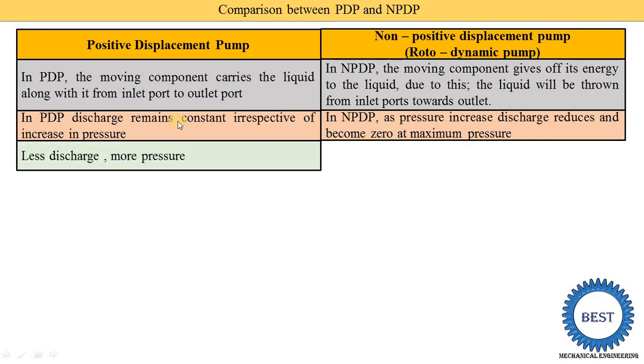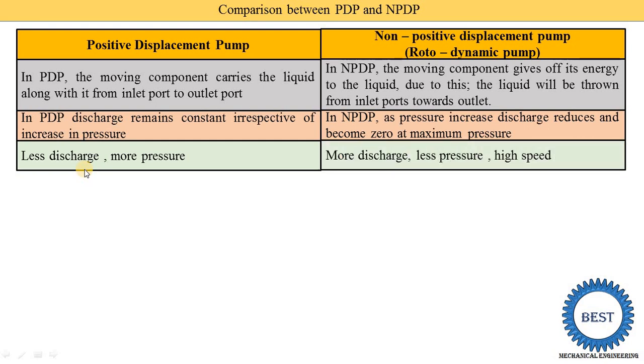Third point, positive displacement pump is generally used for higher pressure, meaning more pressure and less discharge. In applications in which we require higher pressure but low discharge, at that place we use the positive displacement pump. In some applications we require more discharge, meaning a larger Q, lower pressure and high speed. At that time we use the non-positive displacement pump or rotodynamic pump.